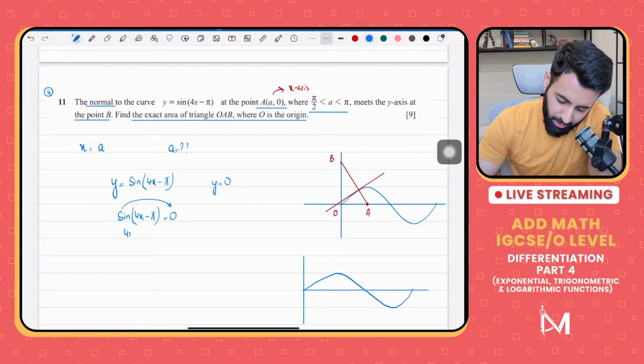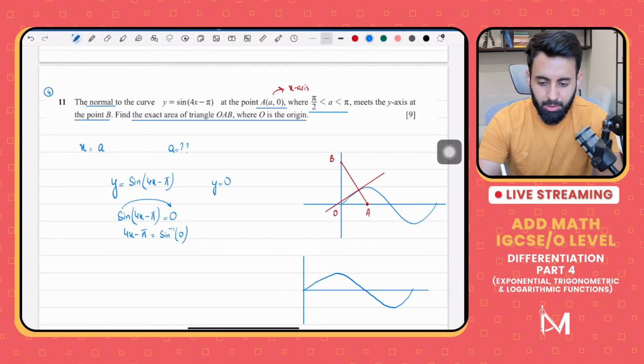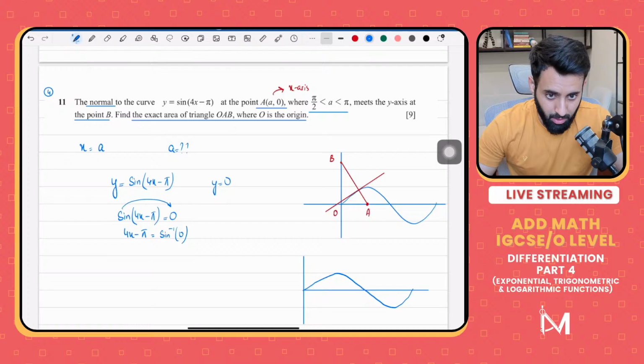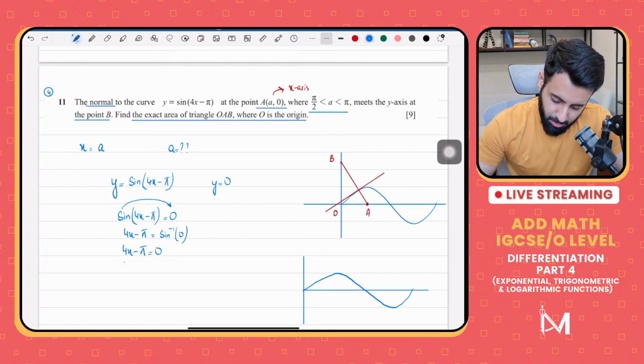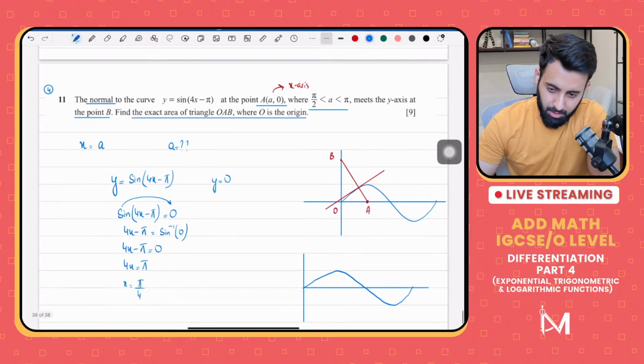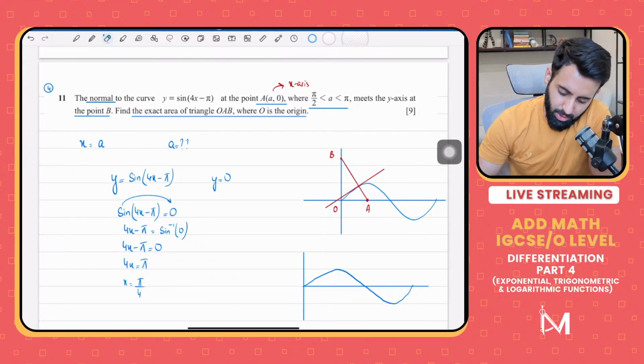So 4x minus pi is equals to sine inverse of 0. So let's take sine inverse of 0 using our calculator. You get 0. Okay? Now, we get 0. That means 4x minus pi is equals to 0, which means 4x is equals to pi, which means x is equals to pi upon 4. Is this correct? Is this the correct value of x? What do you guys think? Tell me if you think this is the correct value of x. Not x, actually A. Okay, this is not x, this is actually A.